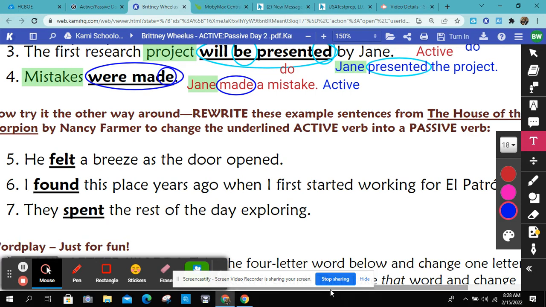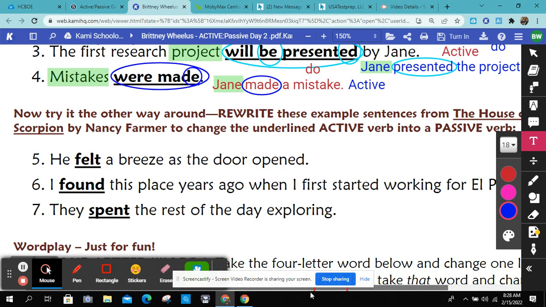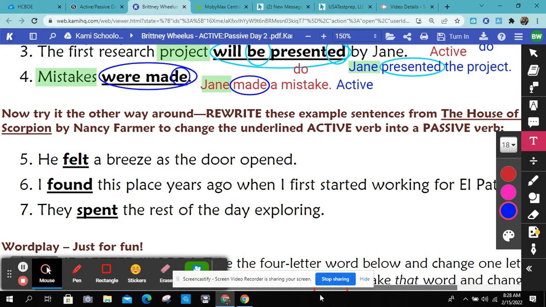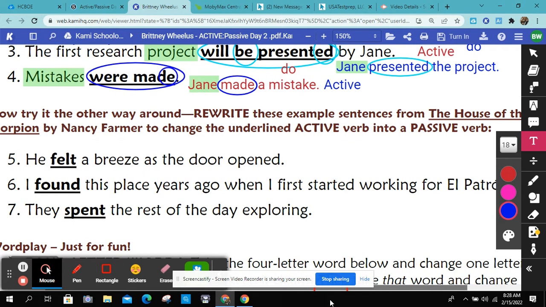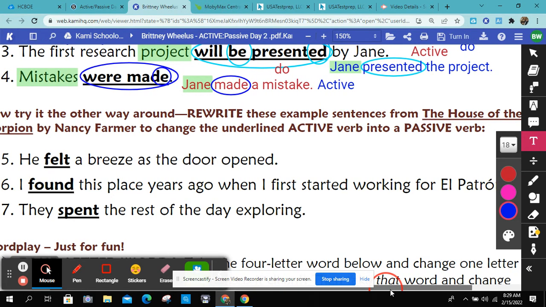All right, so let's see what this says. It says, now try it the other way around. Rewrite these example sentences from The House of the Scorpion by Nancy Farmer to change the underlined active verb into a passive verb. Okay, so what I want to do is we're going to underline or highlight the subject, identify our verb, all of that good stuff. Okay, this is written in the active voice and we have to make it passive.